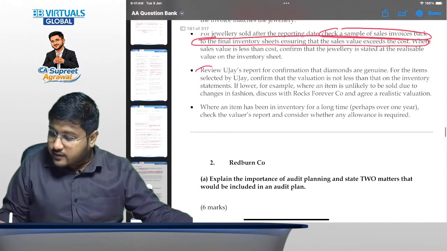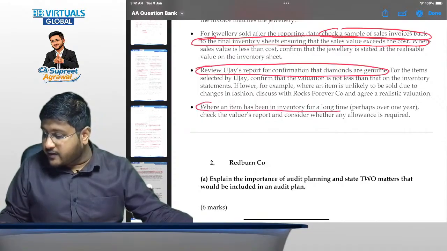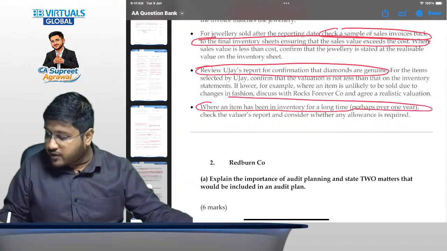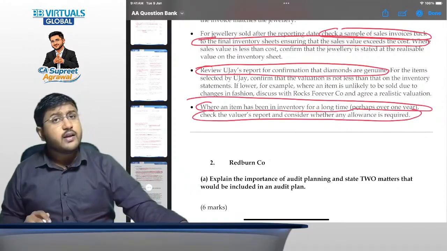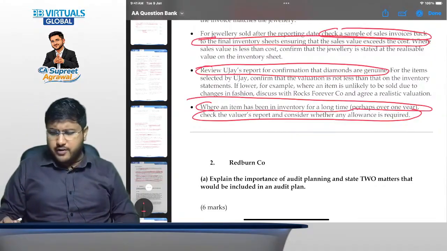Then review the valuer's report for confirmation that the diamonds are genuine or not. Then where an item has been in the inventory for a long time, check the valuer's report and consider whether any allowance or provision is required or not. All of these points are very basic and you will be able to write them. I'm very sure about it.